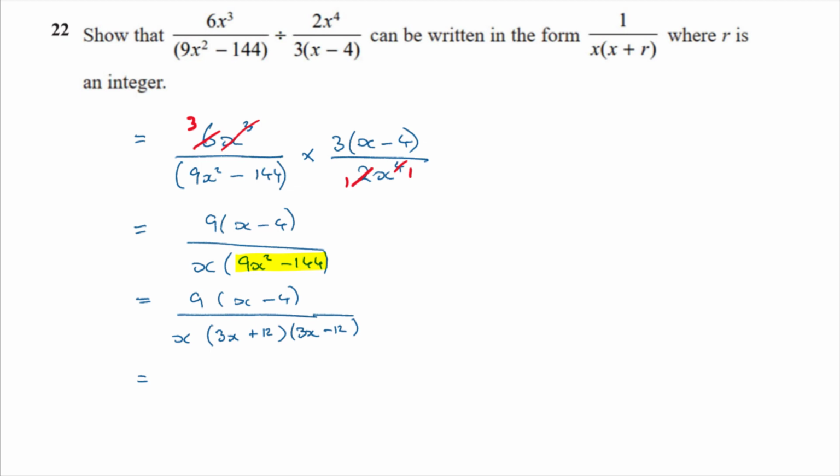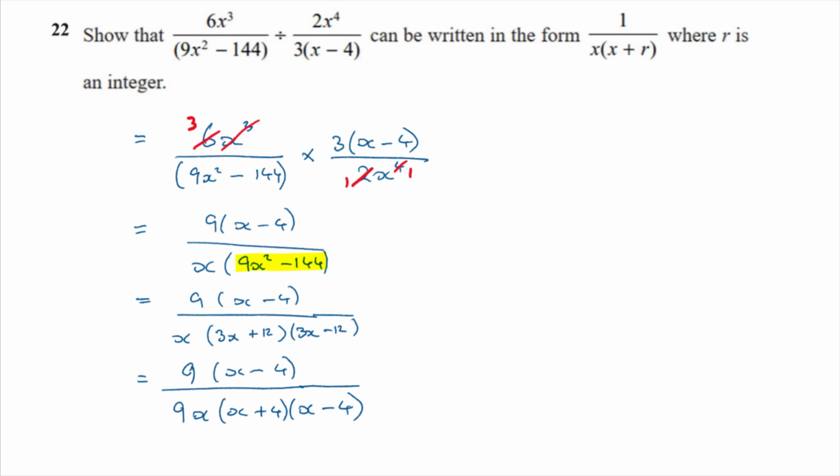But also 3x and 12 have got a 3 in common, so I could factorize 3 out of 3x plus 12, and of course because I've got 3x minus 12, I can factorize 3 out of that as well. So taking the 3 out and the 3 out, 3 times 3 is 9, I can rewrite this as 9x minus 4 over 9x lots of x plus 4 x minus 4. Hope that made sense. I took 3 out of 3x plus 12 and put it at the front, and then I took 3 out of 3x minus 12 and I put it to the front, but then I multiplied my 3 and 3 together to get 9.